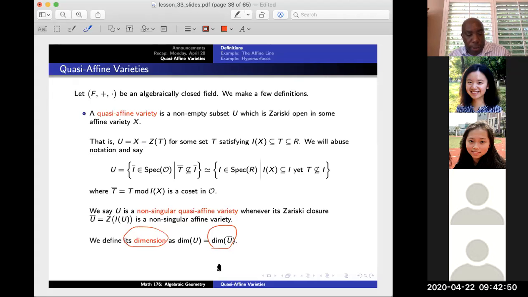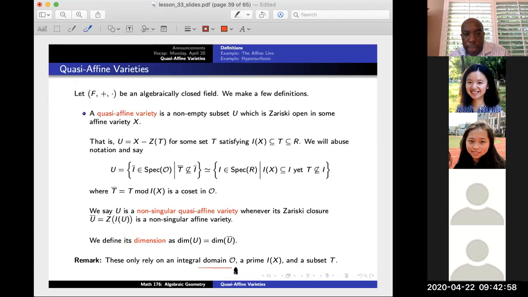Okay, all right, let's try to do several examples. Before I go on, let me just remind you that all of these definitions only rely on the integral domain O, a prime ideal IX, and a subset T. So if you give me these three, I can write down all of these definitions. You really don't need any equations to write this down. You just need to know you have an integral domain, a prime, and a subset. That's really it.